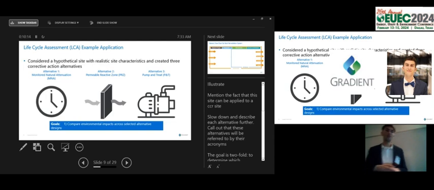Really, the goal of this analysis will be to understand two things, right? To compare across these three alternatives, which will perform best under a life cycle assessment and which environmental impacts will be the least, and then ultimately, how can we improve the sustainability within these alternatives?